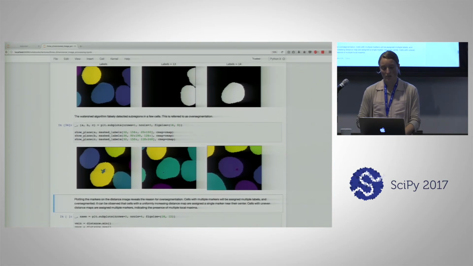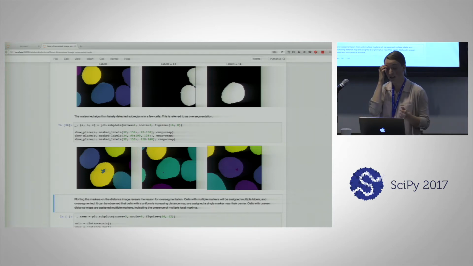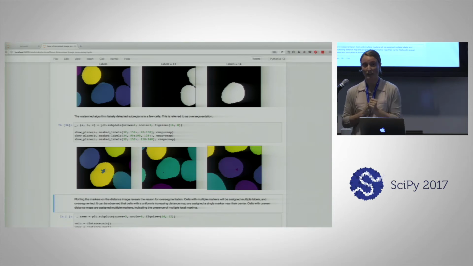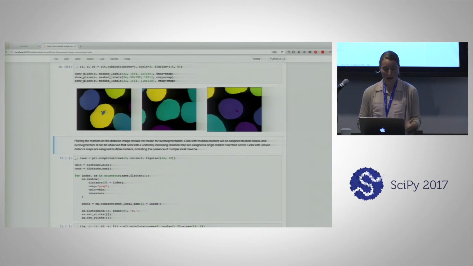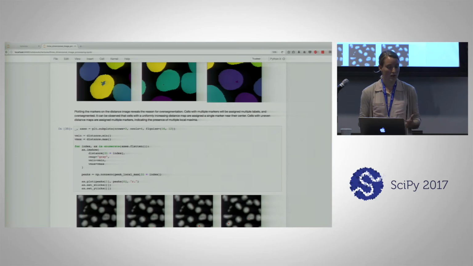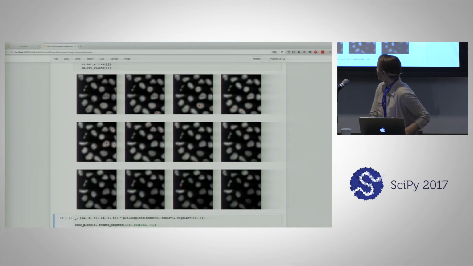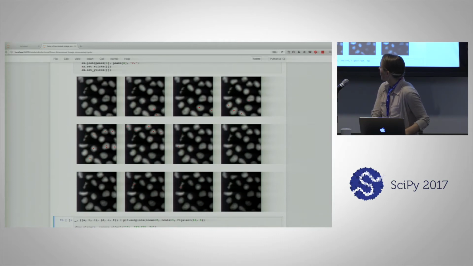So the watershed algorithm falsely detected subregions in a few cells. We see here in these 3 especially, they were assigned 2 or more labels when they really should have just been given 1. Oops. Why did that happen? We can take a look at that distance map and where the markers were placed to get a sense of what was going on. So the tiny red dots in this image are where the markers were placed. The background of this is the distance image.